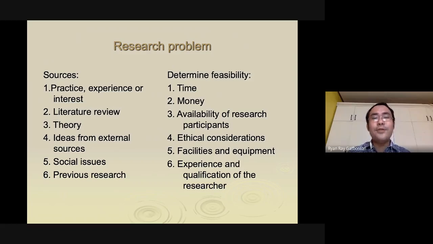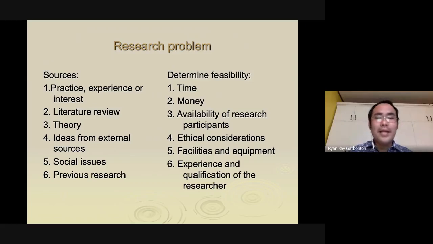Other sources for your research problem would be literature review. Finding what is known about your topic, and what should be known more about it. Theories, as I said, can be tested, and these theories can be set as your research problem. Testing a theory can also be a source of your research problem.